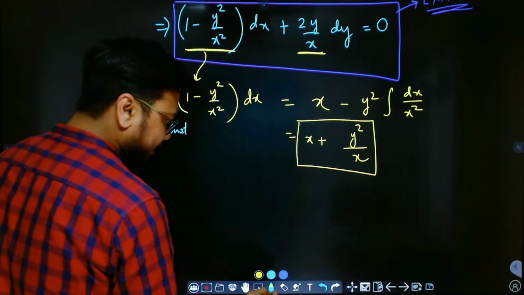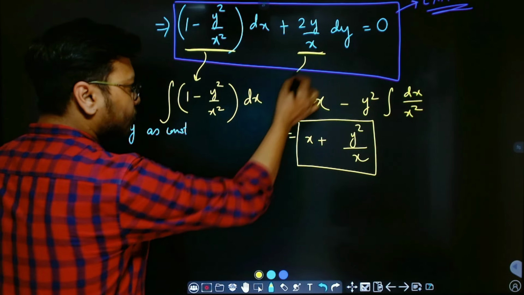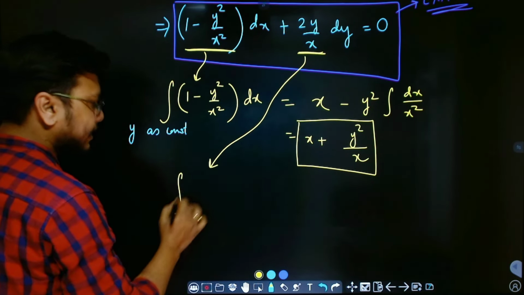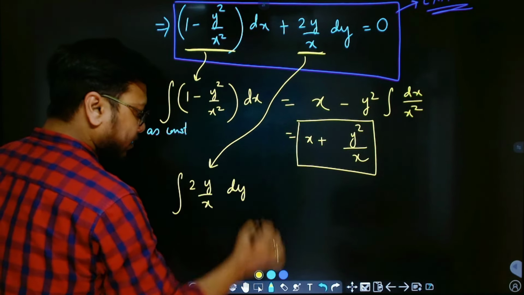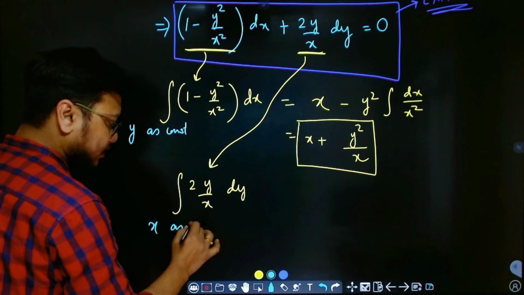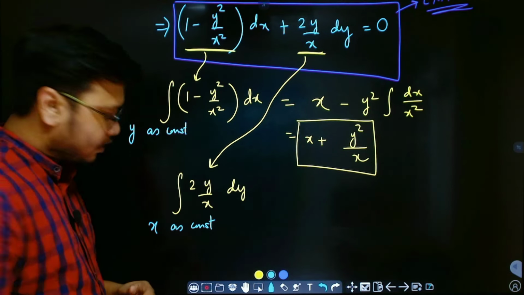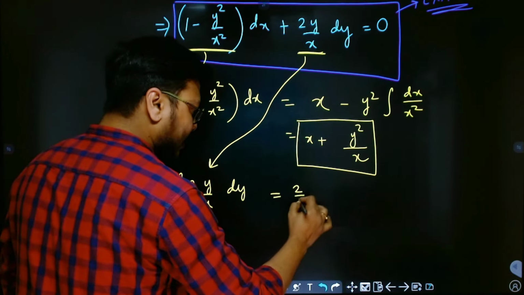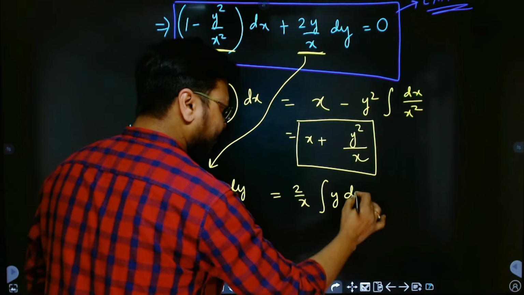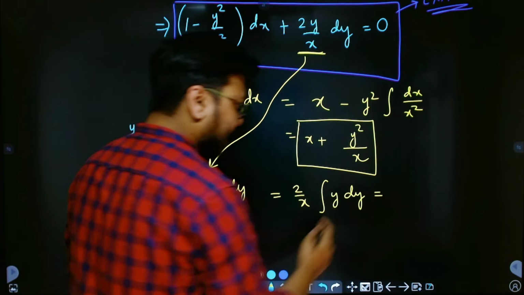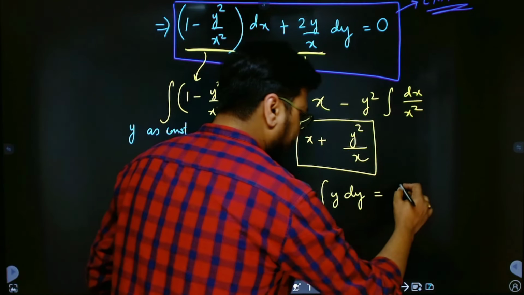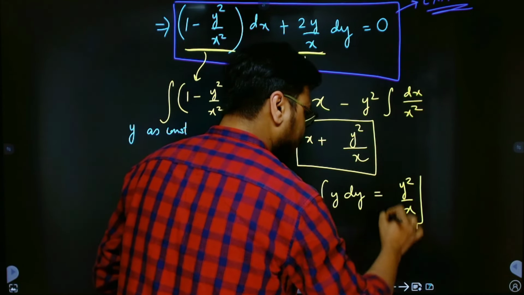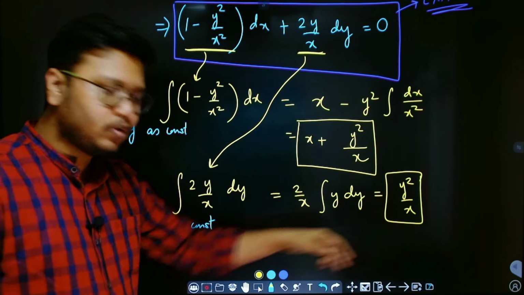Moving on to the next integration. I'll be having the integration of 2y by x dy, where x is constant. If x is constant, I can just bring out 2 upon x and I have y dy. If I integrate this, I'll have y square by 2. The 2 will get cancelled and I have y square by x. So I have got the two terms.